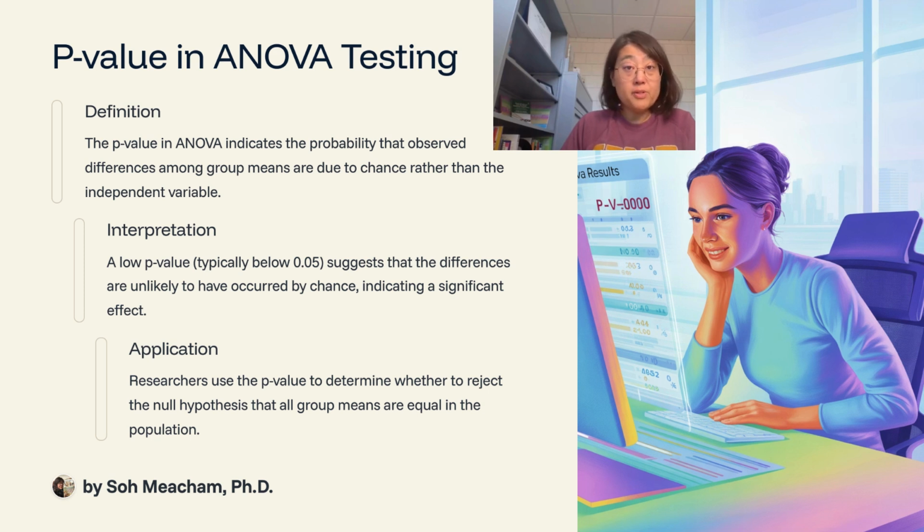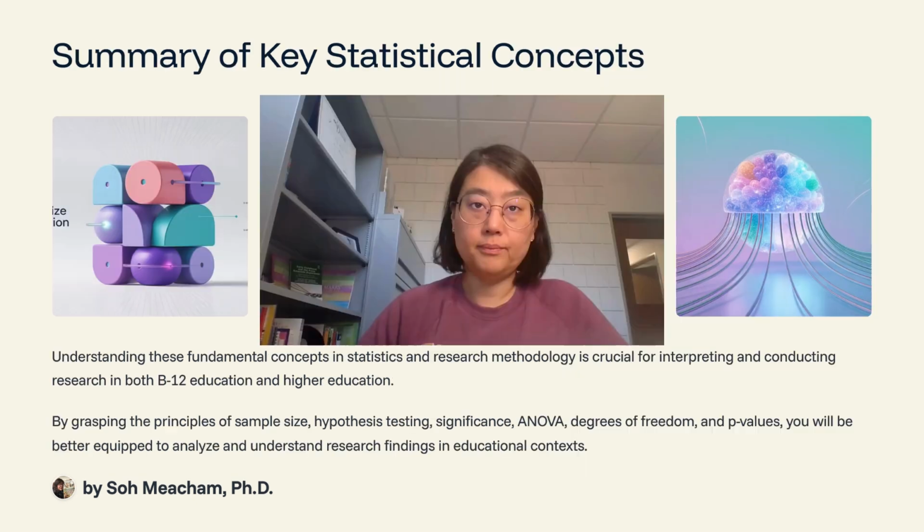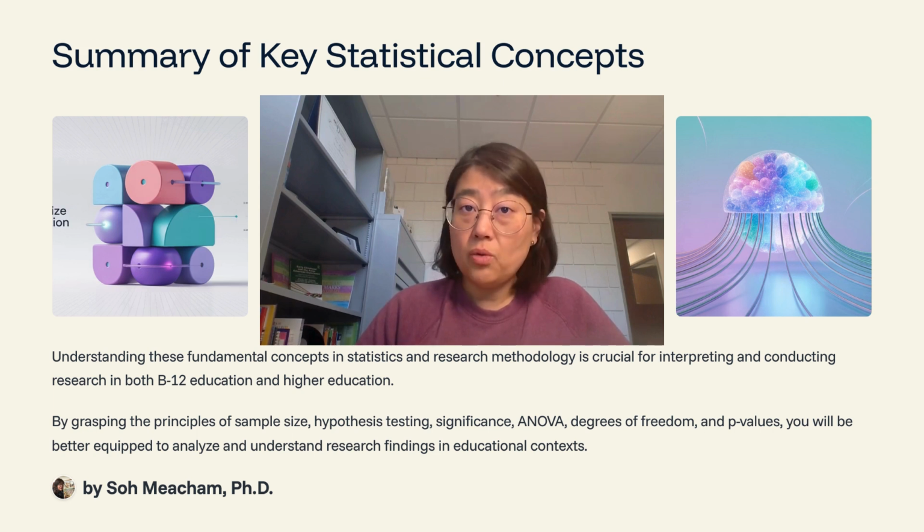Another important concept is the p-value in ANOVA, which indicates the probability that the observed differences among group means are due to chance. A low p-value suggests that the differences are unlikely to have occurred by chance, indicating a significant effect. To summarize, understanding these fundamental concepts in statistics and research methodology is crucial for interpreting and conducting research in education. By grasping the principles of sample size, hypothesis testing, significance, ANOVA, degrees of freedom, and p-values, you will be better equipped to analyze and understand research findings.